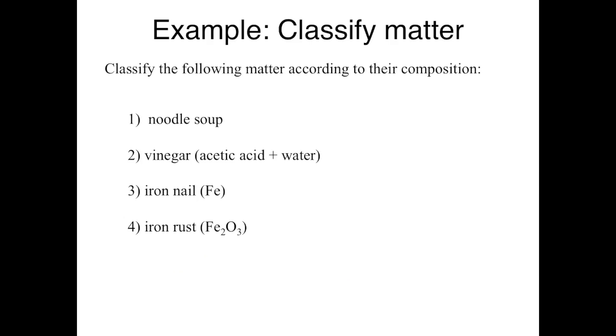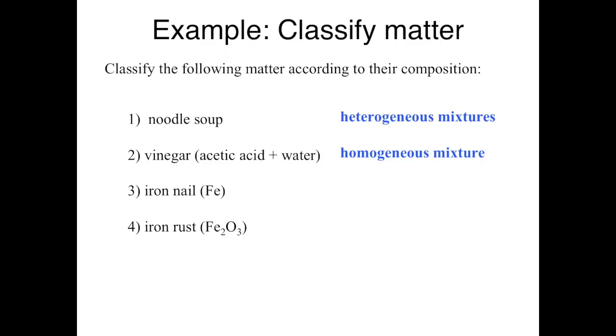Let's try to do some examples to clarify this idea. Number one, noodle soup. How would you classify noodle soup? Noodle soup is a heterogeneous mixture because you can see the noodle apart from the soup. Vinegar, which turns out to be acetic acid and water. Vinegar is a homogeneous mixture. Homogeneous because you cannot tell where the acid is and where the water is. They are very well mixed together.